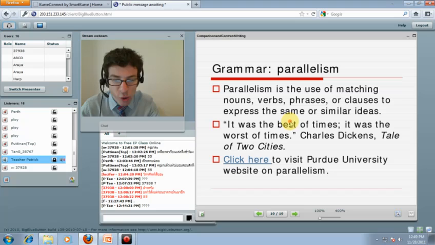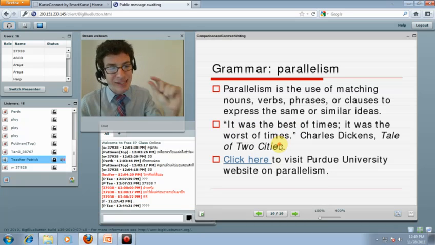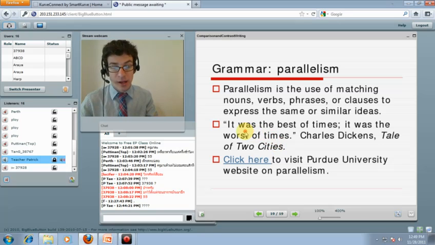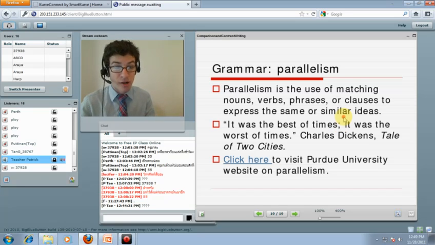We have only changed one word in the sentence, best to worst, but we have set up a comparison between the two. Parallelism is this concept where we have basically the same two things, you just change one little thing, and it sets up our comparison. So, London, it was the best of times. Paris, it was the worst of times. We set up a comparison on how London was better and Paris was worse, but the way we've done it, we've only used one word.